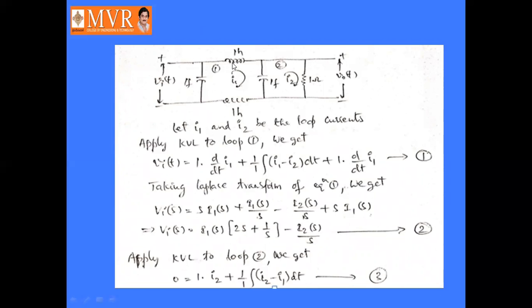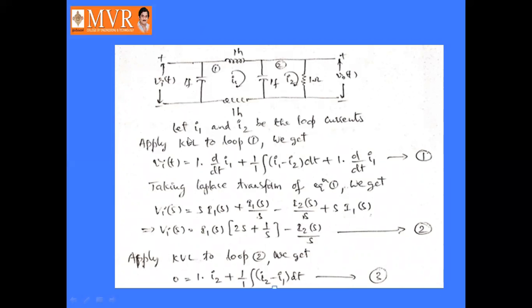Compare it. This is one, so that two loops will be formed. Let I1 and I2 be the loop currents. So now applying Kirchhoff's voltage law to loop 1.